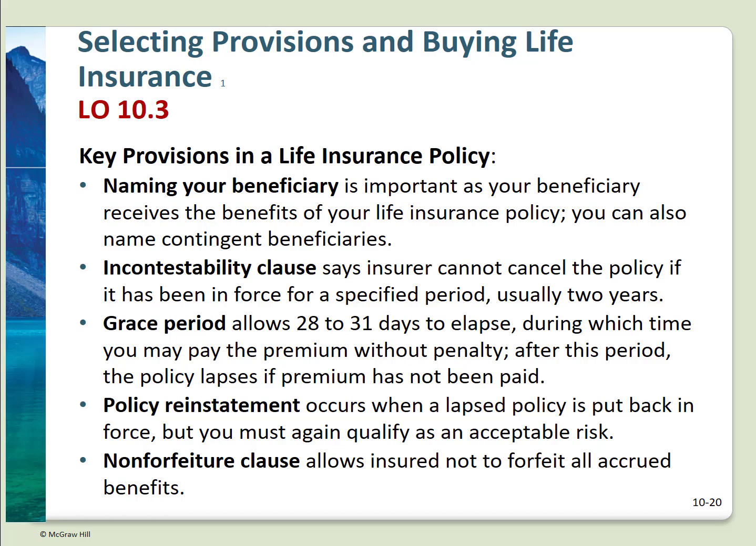Our third learning objective moves us along to choosing the options available with a life insurance policy. You must name a primary beneficiary who will receive the funds when the policy pays off. You can also name contingent beneficiaries should the primary beneficiary predecease you. These should be reviewed and updated periodically.